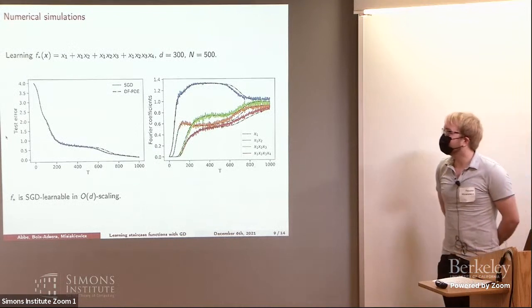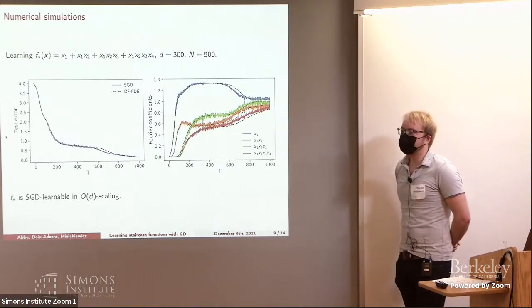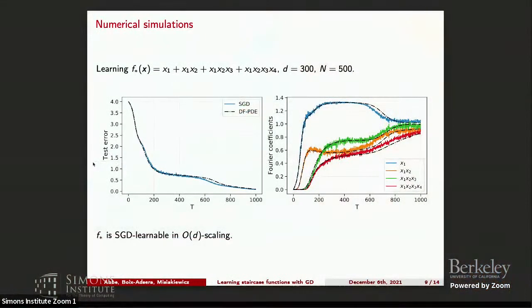Okay, so just a numerical simulation. We take the degree 4 staircase, with D equal 300, N equal 500. I compare batch SGD with the DFPD solution. The batch SGD is the colored continuous line, and DFPD is the dotted black line. On the left, I plotted the test error. On the right, I plotted the Fourier coefficients. You see that DFPD achieves zero error. In particular, it means that F star is SGD learnable in O(D) scaling here. For linear models, random features and fixed features, you would need D to the power 4 samples. So here you go from linear in D to D to the power of 4, which is non-negligible.